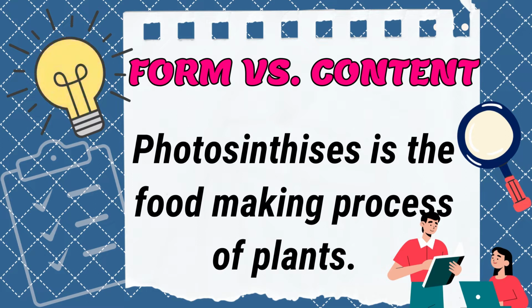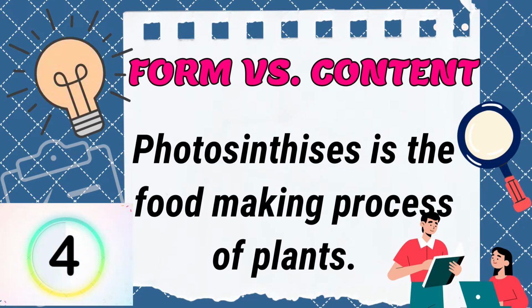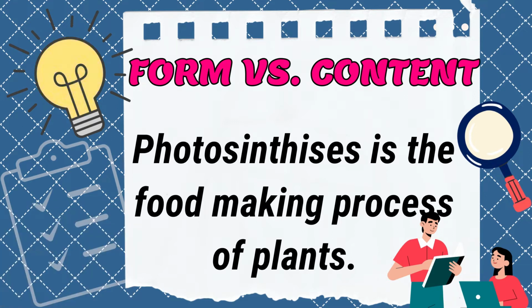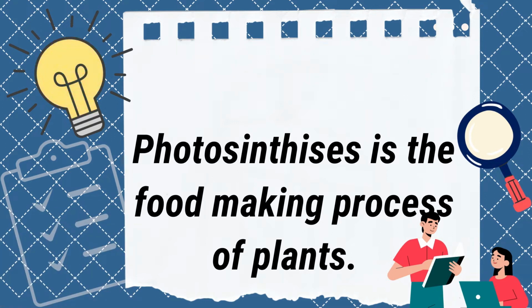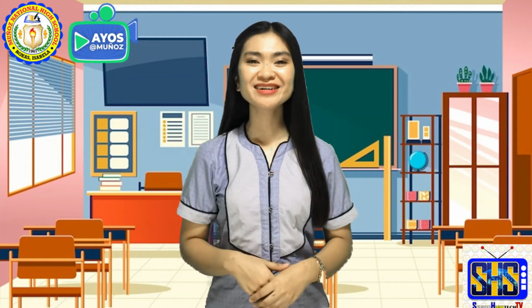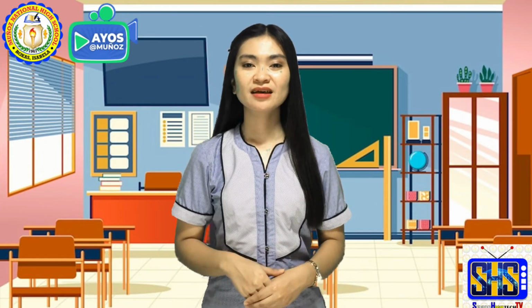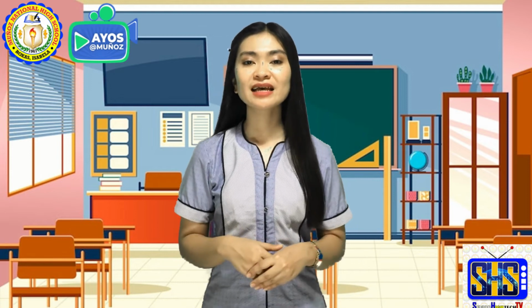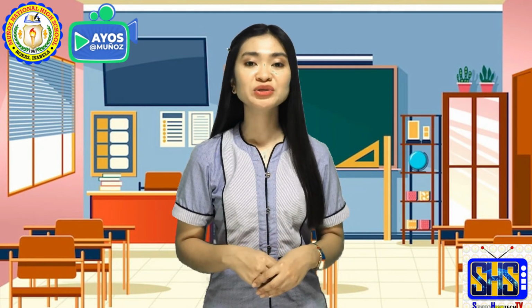Photosynthesis is the food-making process of plants. What type of error is shown? Good job! The error is on form, particularly spelling. Did you spot all errors? Great job! You are now a great critic. But you can also apply that skill on your own writing, especially during your revising stage. And that will be our lesson for today.